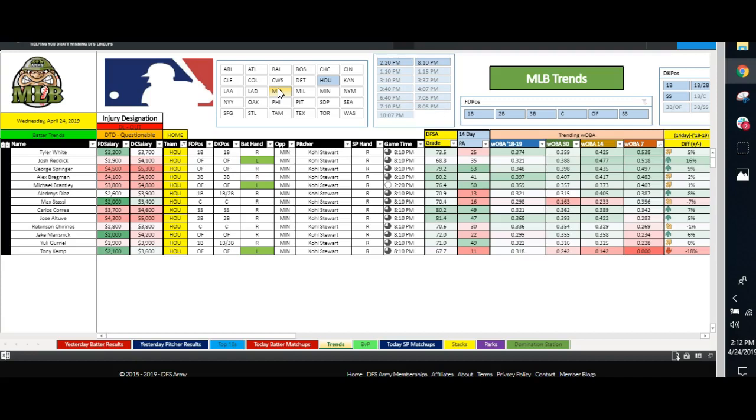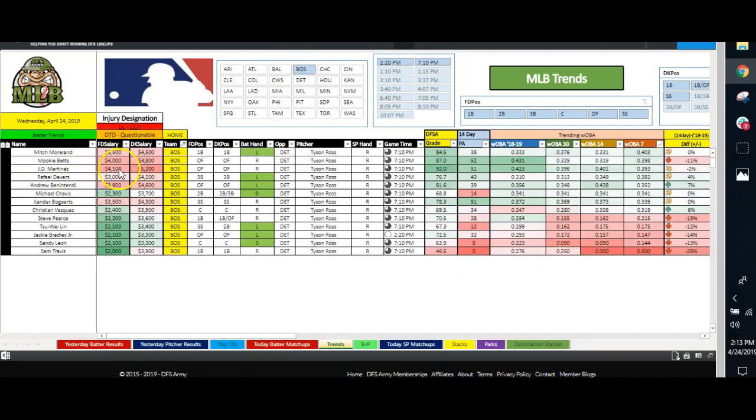So when I continue on with Boston, that's Moreland, Betts, JD Martinez, and Rafael Devers is starting to show a little life again. Here's what I mean. When I scroll over at Rafael Devers, first of all, he's cheap. I'm always looking for value plays. I see a .349 over the last 2 weeks and a .382 over the last week. He's getting closer to that .400 mark that I would consider.